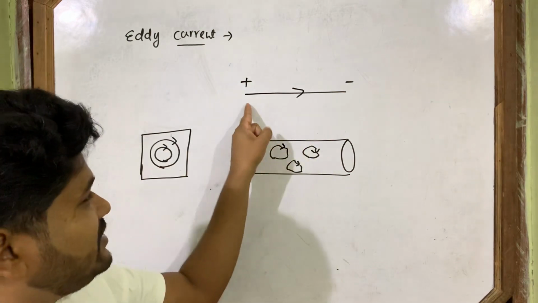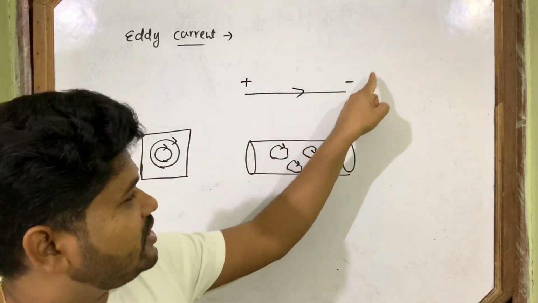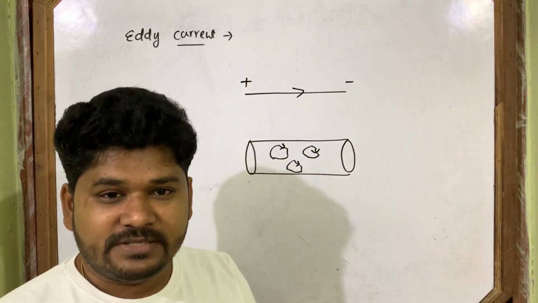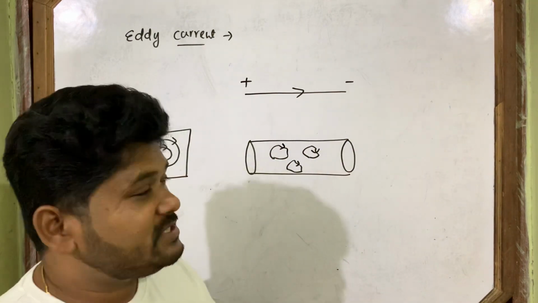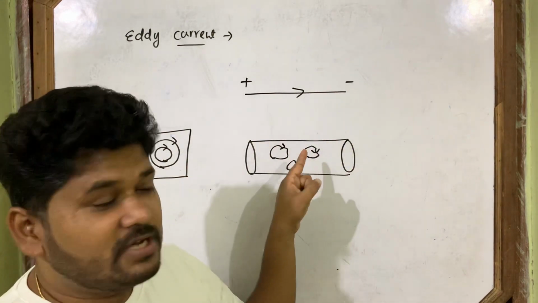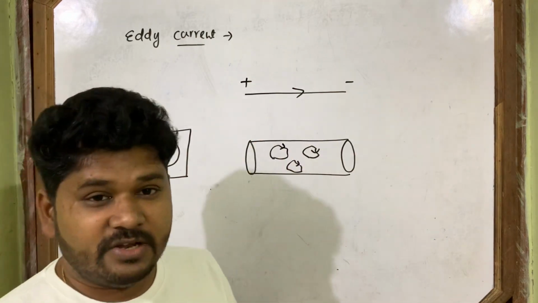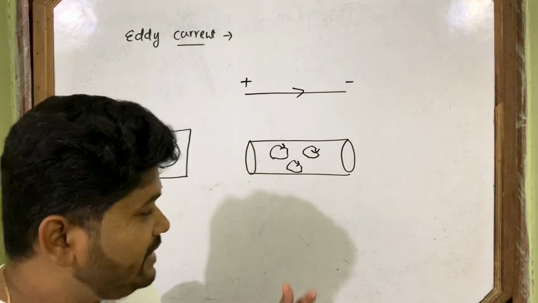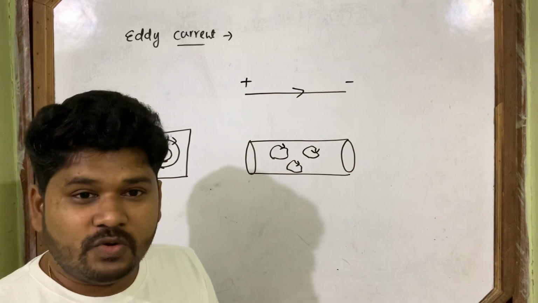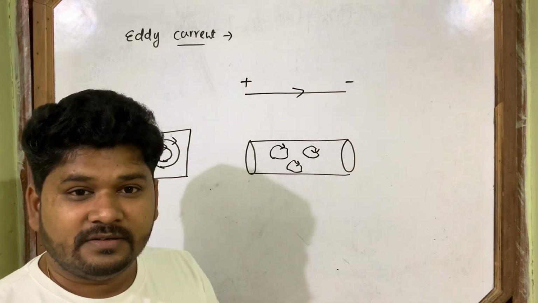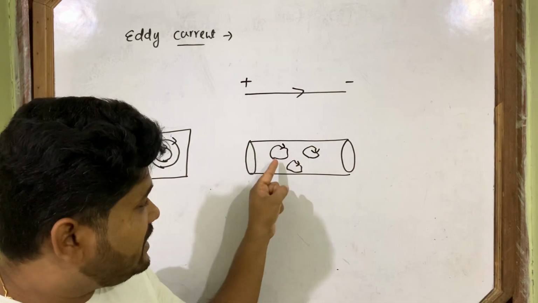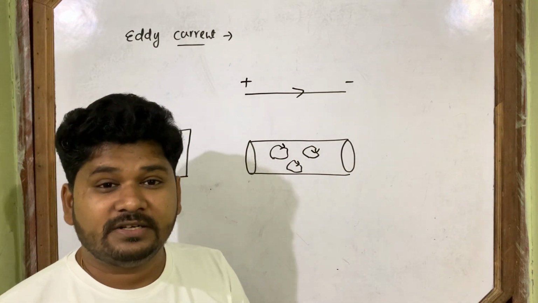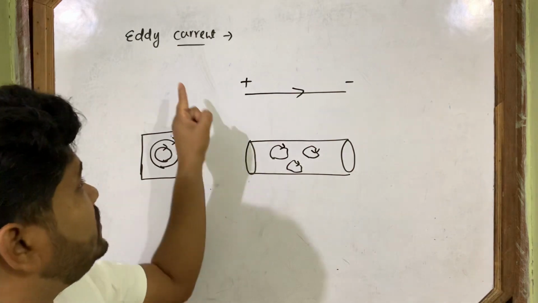What happens if this conductor is not connected to any cell? Suppose this conductor is not closed. You will say that if the circuit is not closed, then no current passes through this conductor. You have that idea. But here, no closed circuit, nothing, only that conductor. But current passes in the body of the conductor. This current is called eddy current.